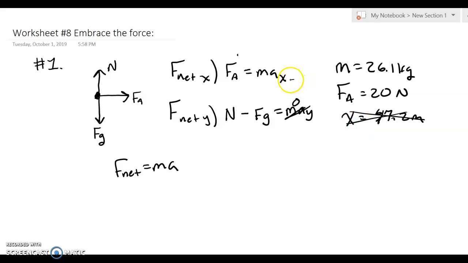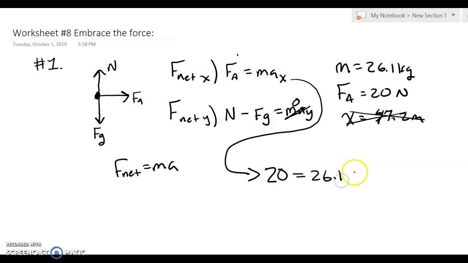So we're going to take the x force here, and set 20 equals 26.1 times acceleration. So a is 20 over 26.1. When we solve for the acceleration, we get 0.77 meters per second squared.